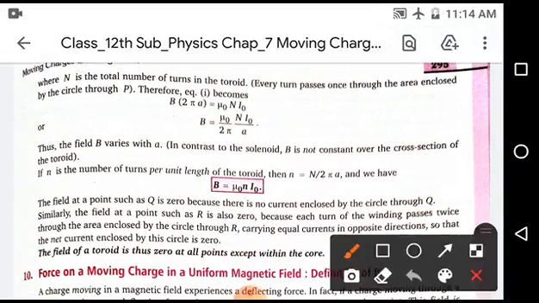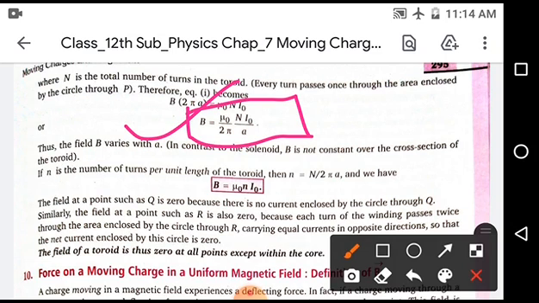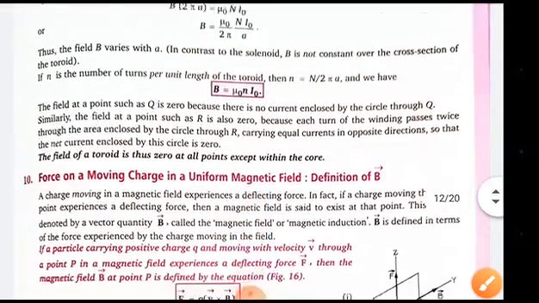So the final formula, B is equal to mu naught N I naught upon 2 pi A, and if n is the number of turns per unit length of the toroidal solenoid, then we can put small n equals capital N by 2 pi A, and by putting that, B equals mu naught n I naught. This is the required formula of the toroid.